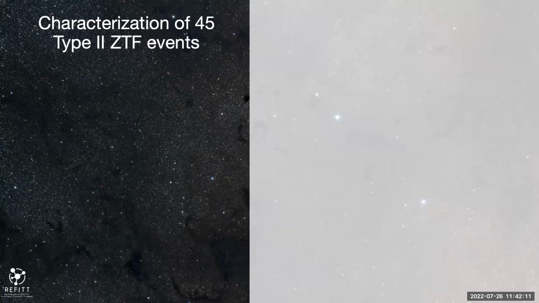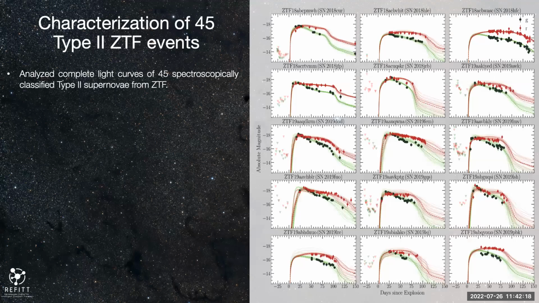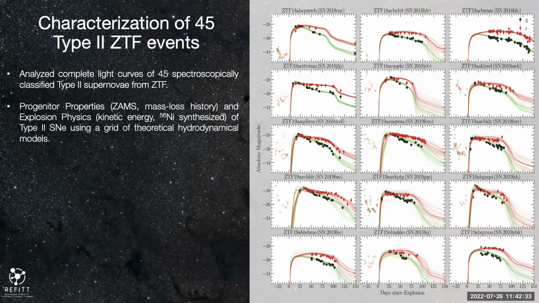In this effort, we started by characterizing complete light curves of core-collapse supernovae from ZTF. ZTF has publicly available photometry in the ZTF g and r bands. We took those data, which are spectroscopically classified Type II supernovae, and used hydrodynamical modeling for fitting these events. In the next slide, I will talk more about those hydrodynamical models.